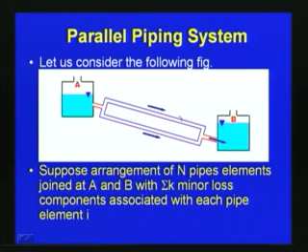Here there are two reservoirs connected through two pipes which are in parallel. For this arrangement, in this slide two pipes are shown, but there can be n number of pipe elements joined between A and B, with the sigma k minor loss components associated with each pipe element i. Only two pipes are shown, but 1, 2, 3 up to n pipes can be there with sigma k minor loss, connected between A and B.